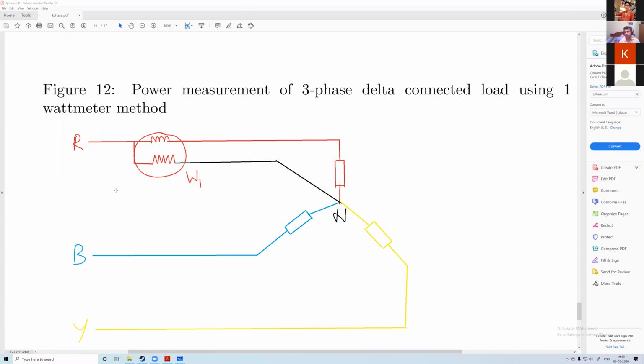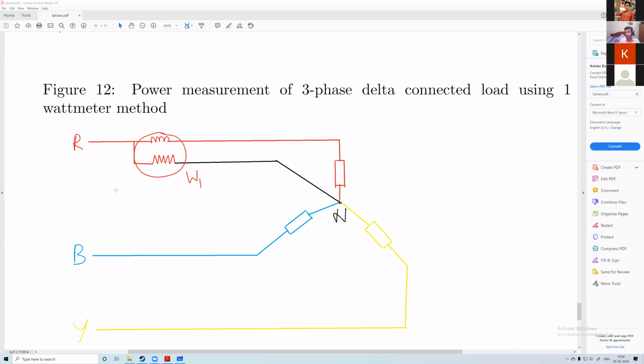W1 will measure the power dissipated across the red load. Okay. And since all the loads are the same, it is balanced. Total power is 3 times. Just what we discussed in the 3 wattmeter case, that the total power is 3 times the power of any wattmeter. So we have done this. But please keep in mind that this is true only for balanced load. For unbalanced load, this will not work. So 1 wattmeter is okay.